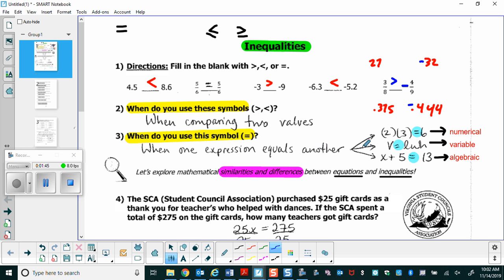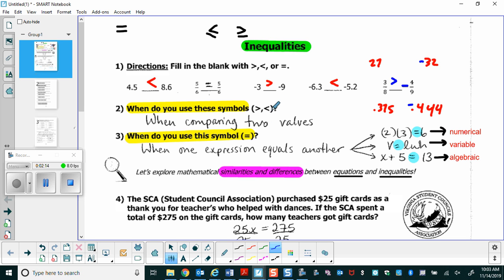Here's what I mean by that. We could say that 2 times 3 equals 6. So this was a numerical equation. We could say that if you multiply length times width times height, that would equal the volume, and that would be an example of a variable equation. And we've seen things like x plus 5 equals 13, and that's an algebraic equation. So when one expression equals another expression, that's how you know you've got an equation.